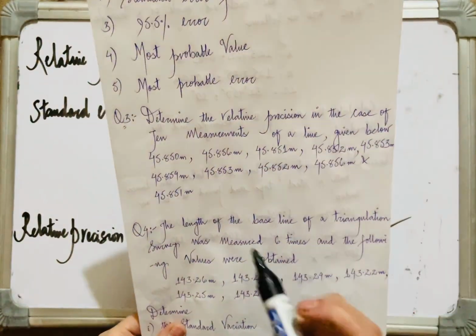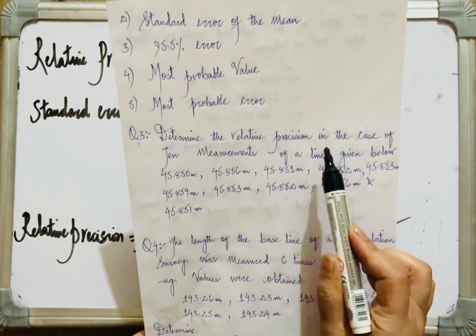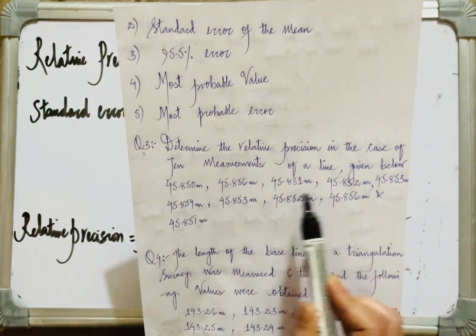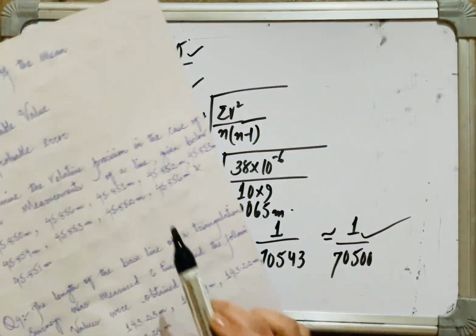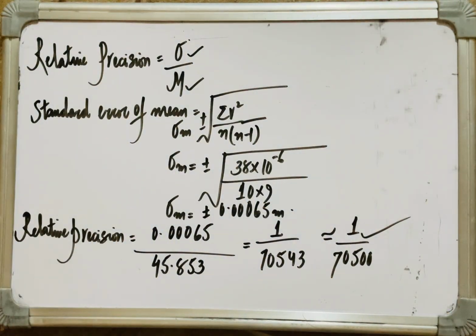All right, we had been asked to calculate the relative precision in case of 10 measurements of a line, which were given below, and that is how we calculated it. Relative precision is equal to the ratio of the standard deviation, or the standard deviation of the mean, by the mean value of a measurement. All right, moving on, let's do the next question.